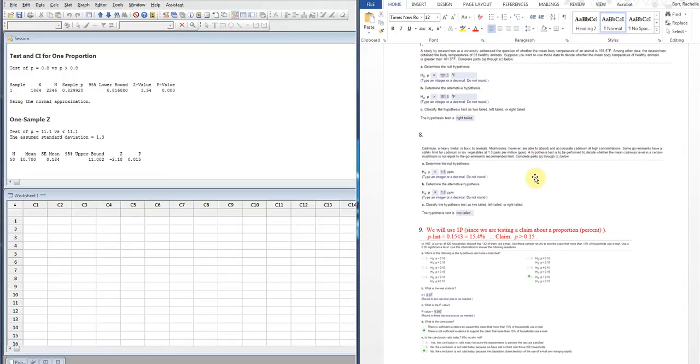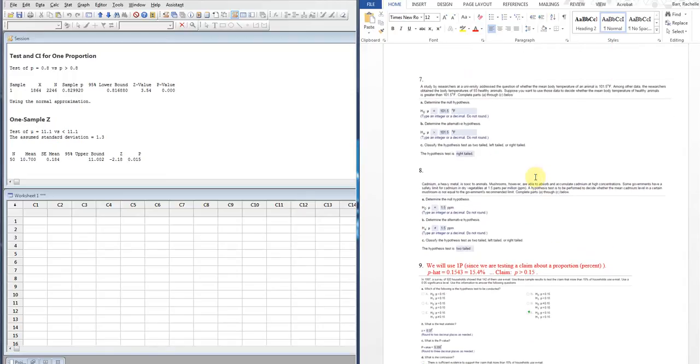Let's do some more Minitab examples with stuff that looks like my stat lab. These are really hard to read. I apologize for this, but I literally screenshotted this.